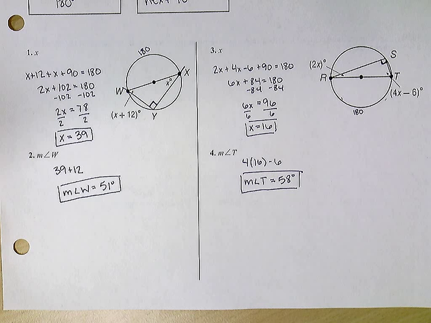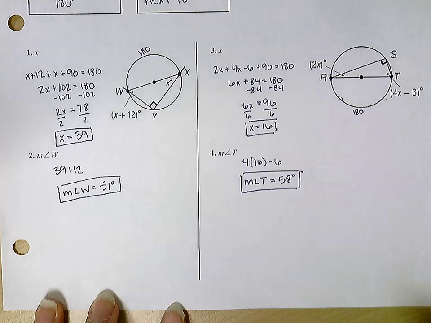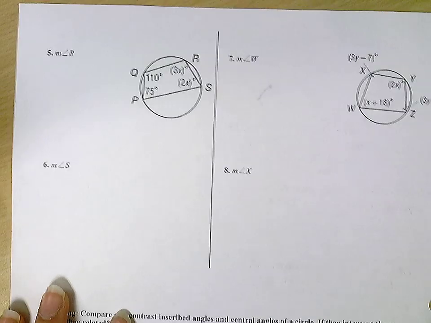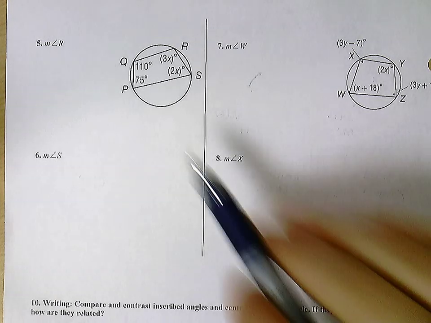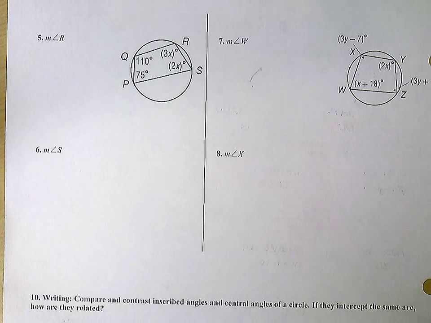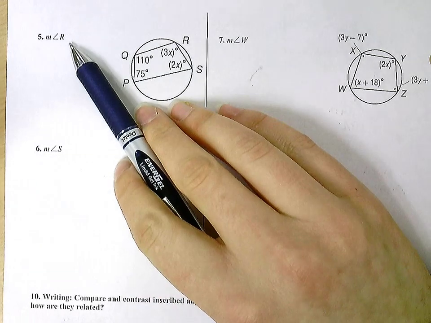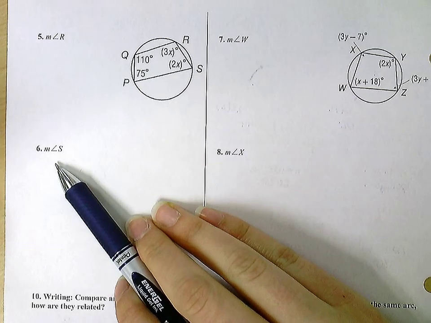Okay, are we good? All right, then we're going to look at the next side here. This is where we're going to use that theorem that I talked about on the front. Okay, so you have a 4-sided figure within a circle, so its opposite angles are supplementary. So for numbers 5 and 6, we're using this circle here, and we want to find the measure of angle R and the measure of angle S.